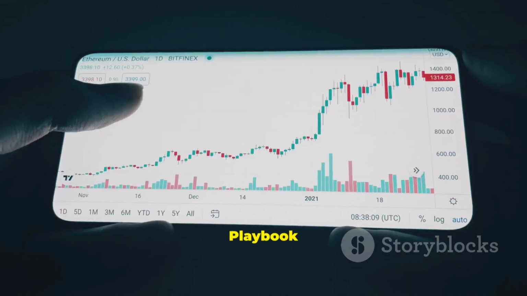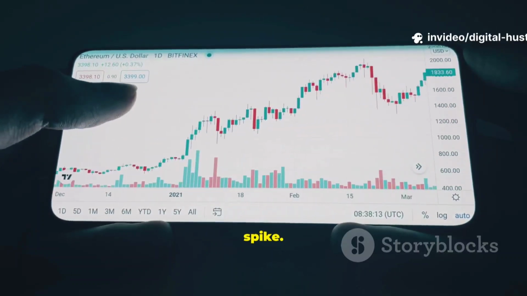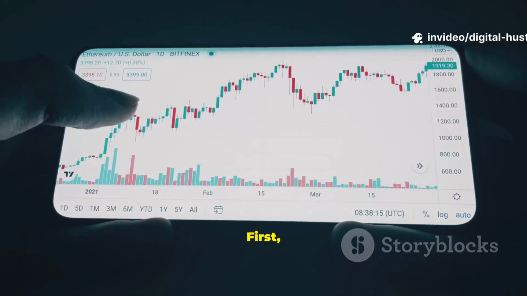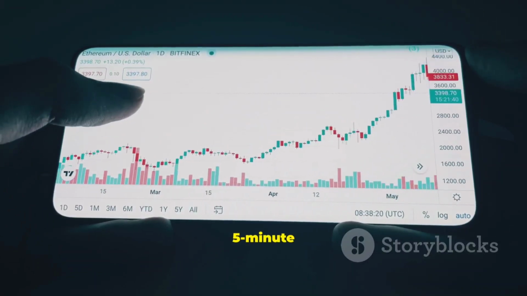Let's dive in. Playbook A is the straddle, an aggressive strategy to catch the initial spike. Here's the step-by-step. First, 15 minutes before release, identify the short-term range on a 5-minute chart.